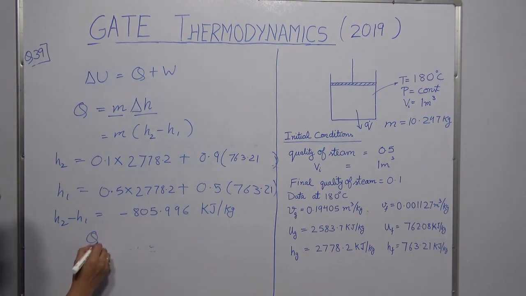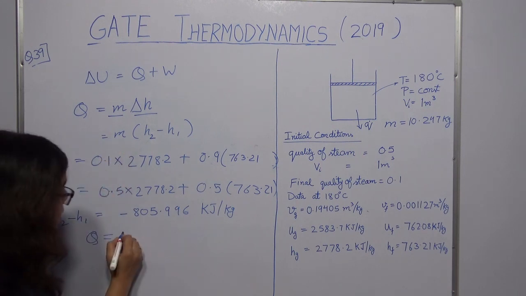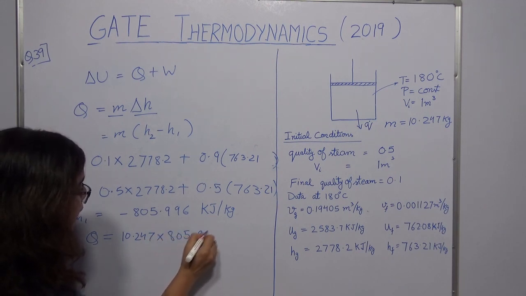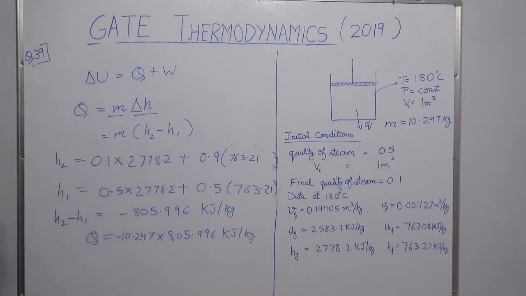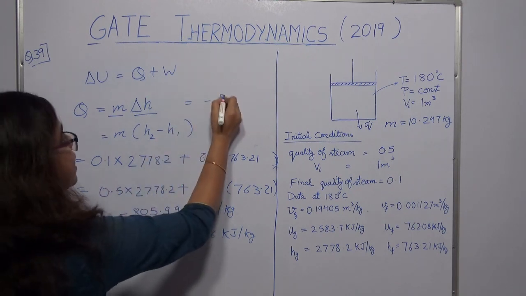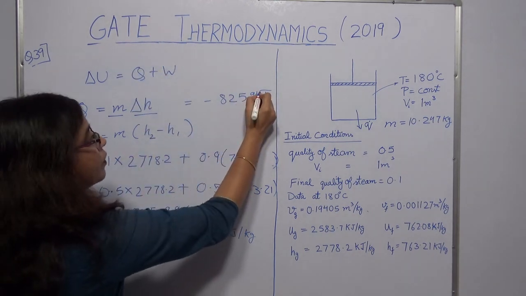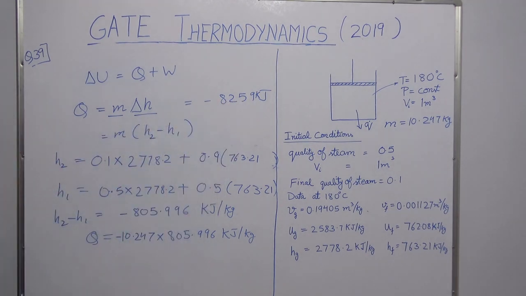So you can calculate your Q, that is the total amount of heat which is lost in 10 hours. That I will do by multiplying M with this H2 minus H1. M is 10.247. Multiply it with 805.996. There is a minus sign over here. And what you get is that Q is equal to, if you do this calculation, the final value is minus 8259 kilojoules. So this is your total amount of heat which is lost in 10 hours.